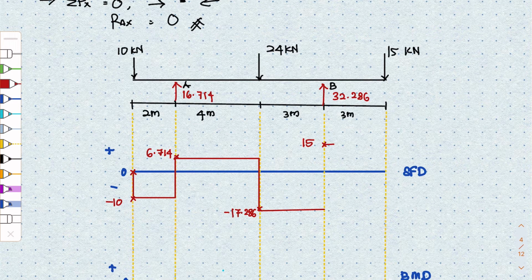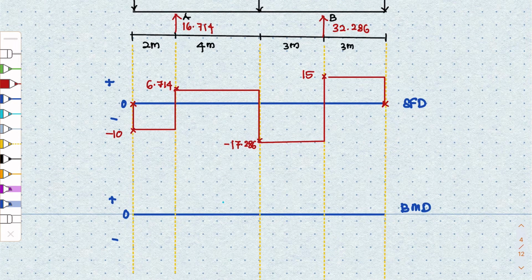Then there is no load at all ataupun no force for this 3 meter. Okay, and when you reach the end of the beam, there is another load 15 kilonewton going down, which means dia akan turun ke bawah. 15 tolak 15 akan jadi balik kosong. Equilibrium will always start with 0 and end with 0.